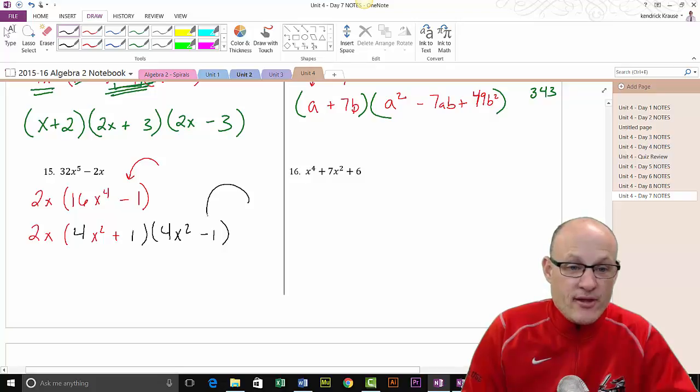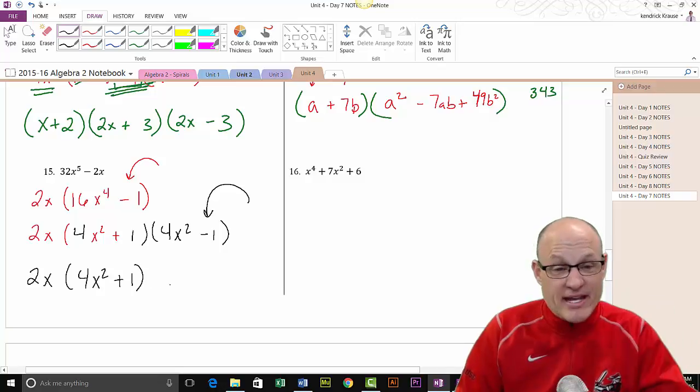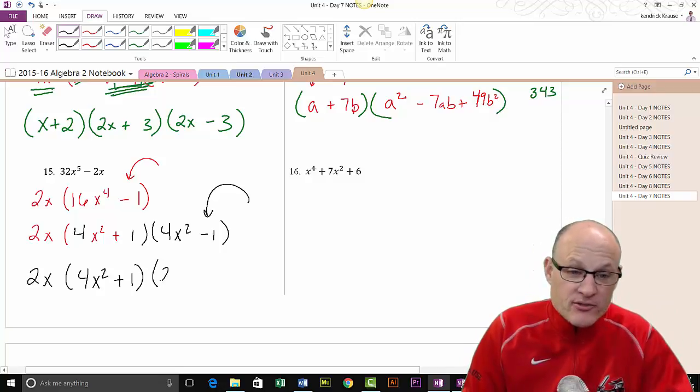Don't stop. This is the difference of perfect squares. You just got to keep looking for it. Sometimes you're not done for a while. You can't do anything with 4x squared plus 1. Sums of perfect squares we can't do anything with. Cubes we can. This is 2x plus 1 and 2x minus 1.